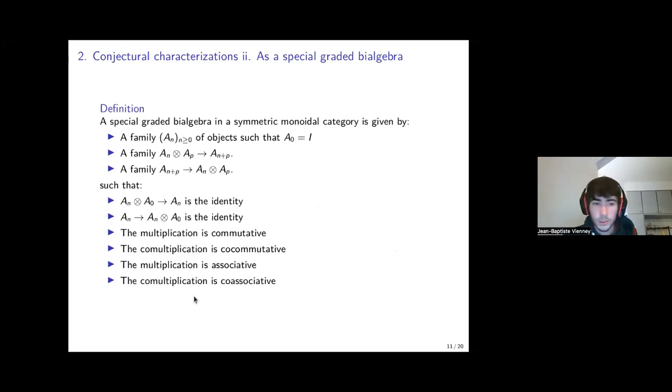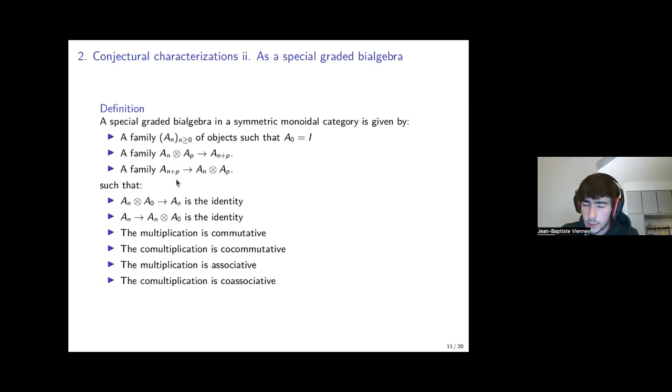A second conjectural characterization is in terms of bialgebra. What I call a special graded bialgebra is, in a symmetric monoidal category, a family of objects indexed by the natural numbers. The first one is the unit of the symmetric monoidal category. You have a family of multiplications; when you multiply, you sum the degrees. You have a family of co-multiplications.